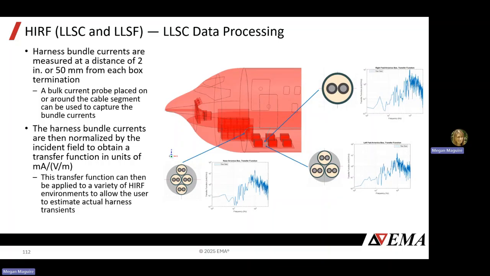These bundle currents can be normalized by your incident field. So when I was saying you can use your basic Gaussian pulse, like a generic Gaussian pulse rather than a HERF environment, you can normalize the responses on your cables by that Gaussian pulse.